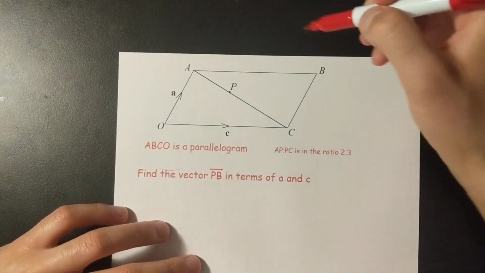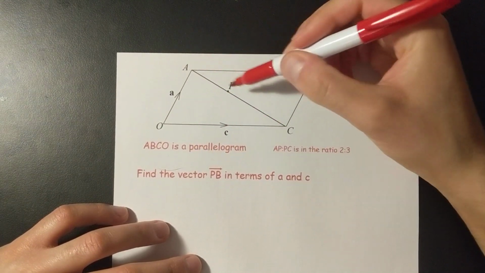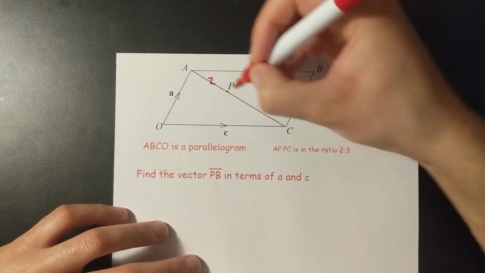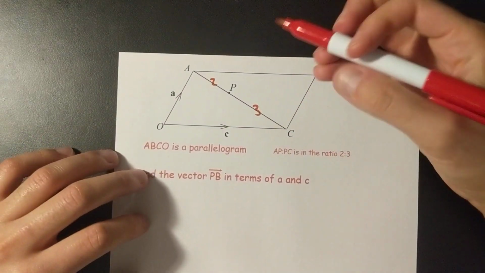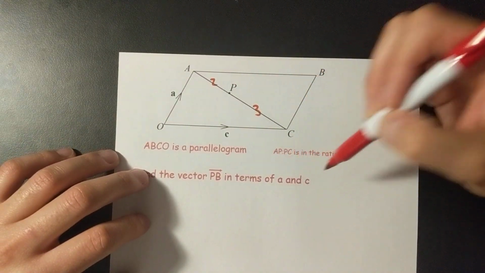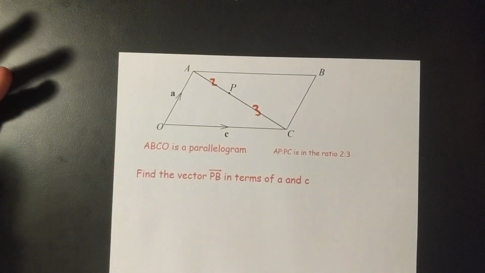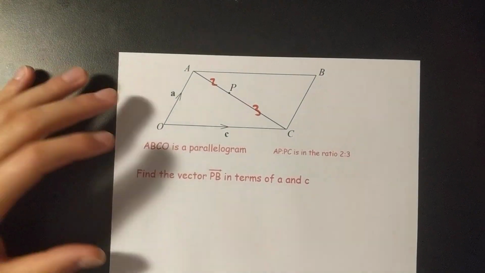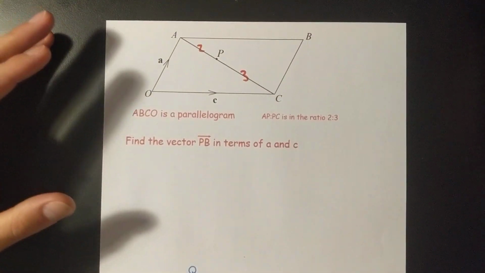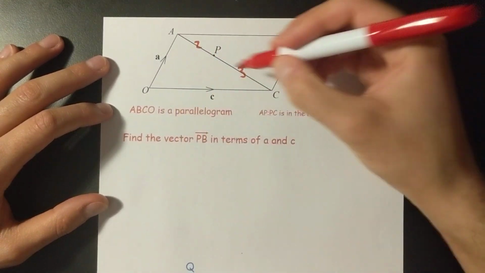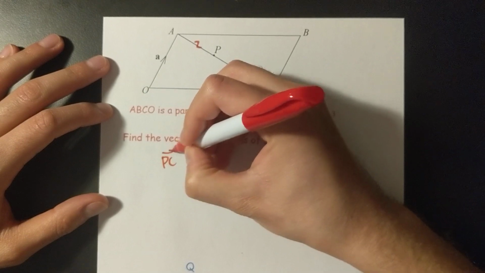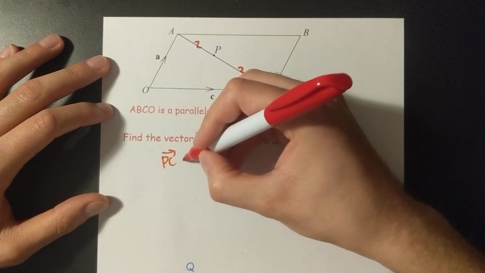Here, ABCO is a parallelogram, A to P, P to C is in the ratio of 2 to 3. Find the vector P to B in terms of A and C. Well, again, we've done a similar question to this already. We just need to follow the steps. It's not broken down for us. But we know if we're doing P to B, we have to go from P to C and then C to B.